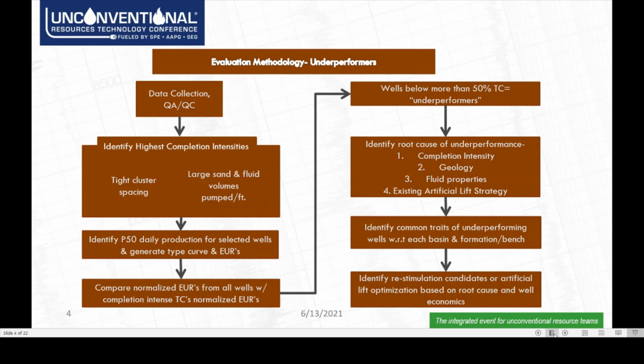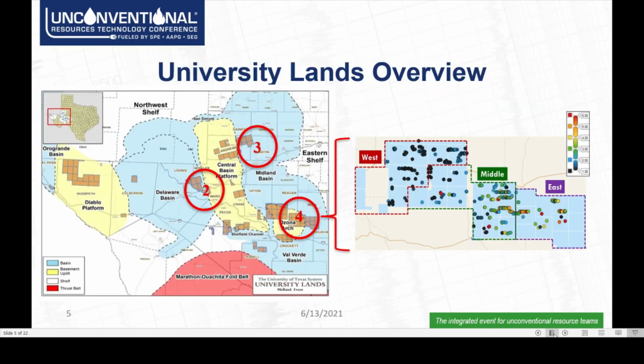And we identified the root cause of wells more than 50% below the P50 type curve, which are considered underperformers. We identified the root cause of that underperformance, such as completion intensity, geology, fluid properties, and existing artificial lift strategy. Then we identified common traits of underperforming wells with respect to each basin and formation in each bench. And finally, we identified re-stimulation candidates or artificial lift optimization based on root cause and well economics.